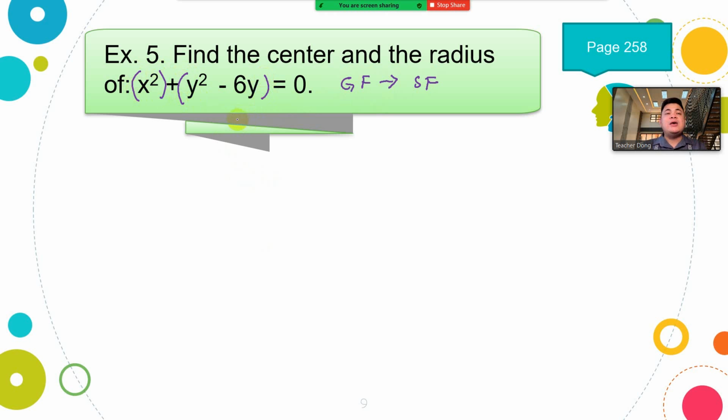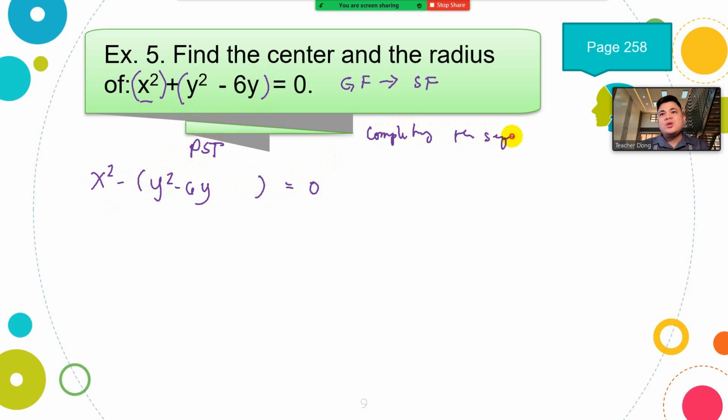So that's regrouping. We don't have any problem with x squared because the h here is 0. So we rewrite x squared, and the other terms that we regrouped, y squared minus 6y, equals 0. In this case, we have to make this a perfect square trinomial. How are we going to do that? We are going to use completing the square. What is completing the square? We are going to complete the third term of this trinomial.